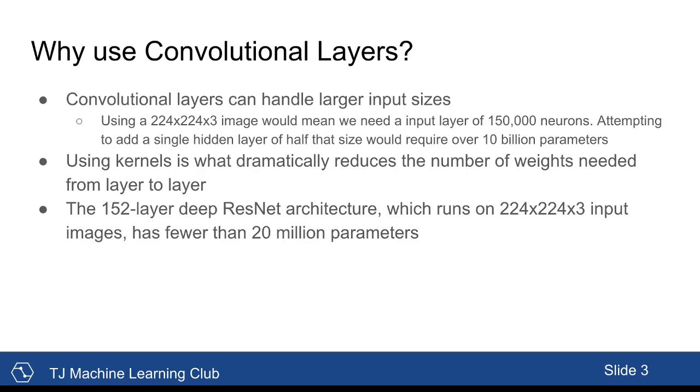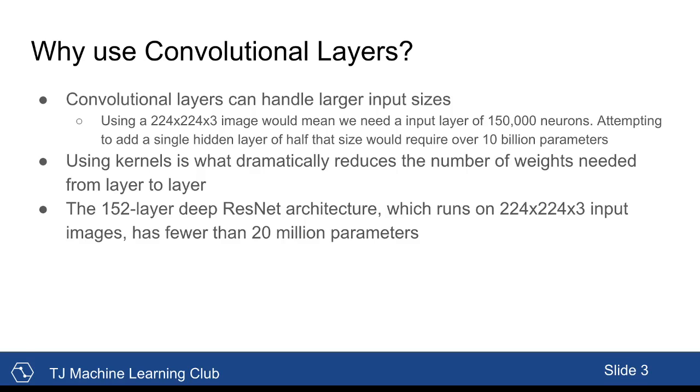in that sense, we would need a lot more neurons. For example, if we had a 224 by 224 by 3 image, we would need almost 150,000 neurons, and even adding one single layer would require almost 10 billion parameters. This is not really plausible in the real world. As a result, using kernels in a CNN can dramatically reduce the number of weights needed from layer to layer.